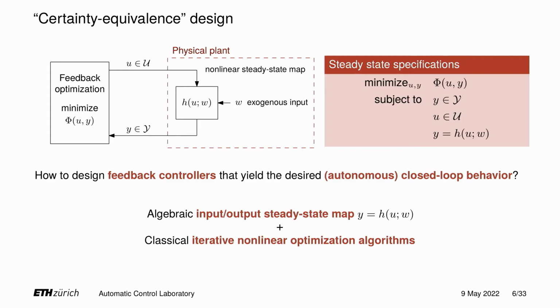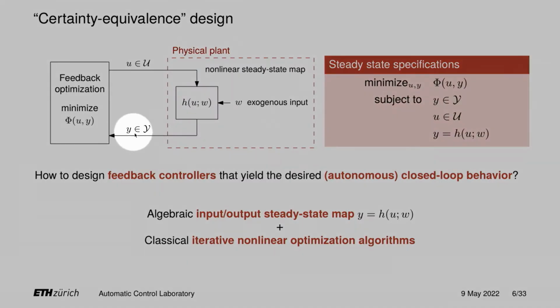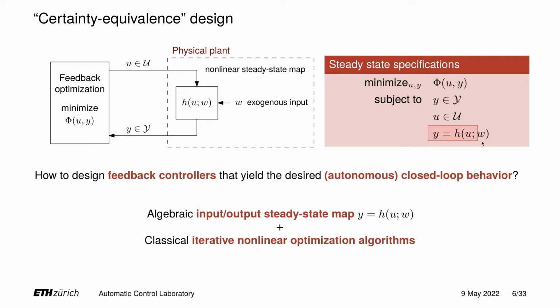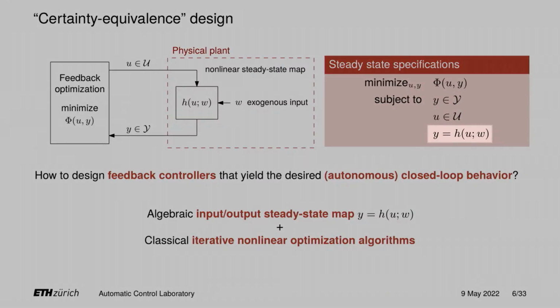w is just a disturbance that, for most of what we're going to see today, is going to be constant, but it's almost a parameter. Now, if one starts from these assumptions and sticks to the idea that you can take this certainty-equivalence approach and replace it with an algebraic map, then the steady-state specification is actually an optimization problem, right? So you want to minimize some cost phi of the inputs and of the outputs. You want the y's to be in some feasible region. You want the u to be in some feasible region. And then the algebraic map is going to be just a constraint between inputs and outputs.